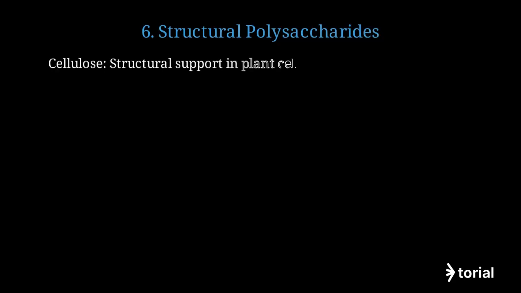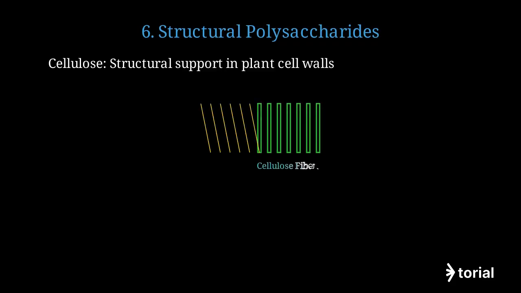Some polysaccharides provide structural support rather than energy. Cellulose is a structural polysaccharide that provides strength and rigidity to plant cell walls, making plants stand upright. Cellulose forms strong parallel fibers that are cross-linked, creating a rigid structure perfect for plant support.